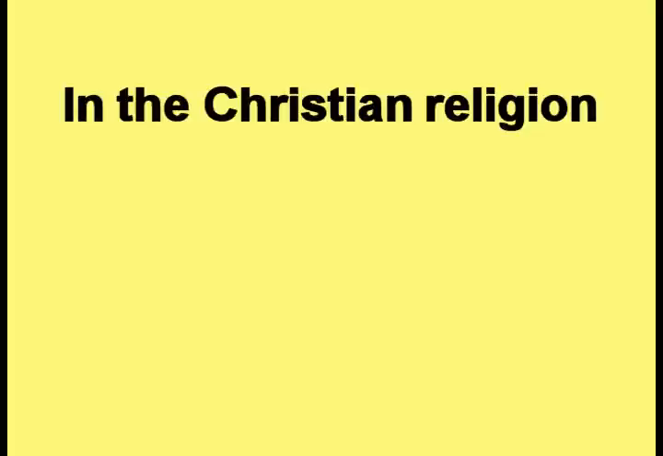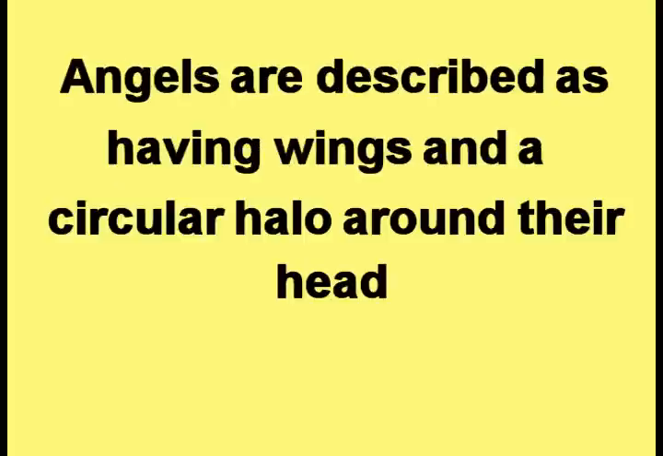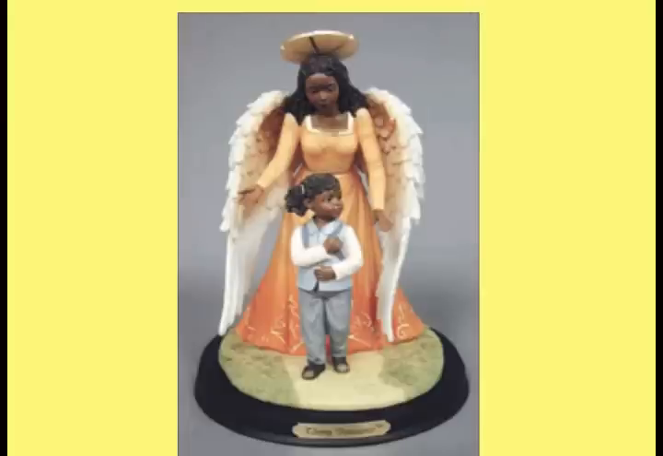In the Christian religion, there are stories about angels and demons. Angels are described as having wings and a circular halo around their head. Here is a picture of an example angel. The halo is the solid circular object above the head.